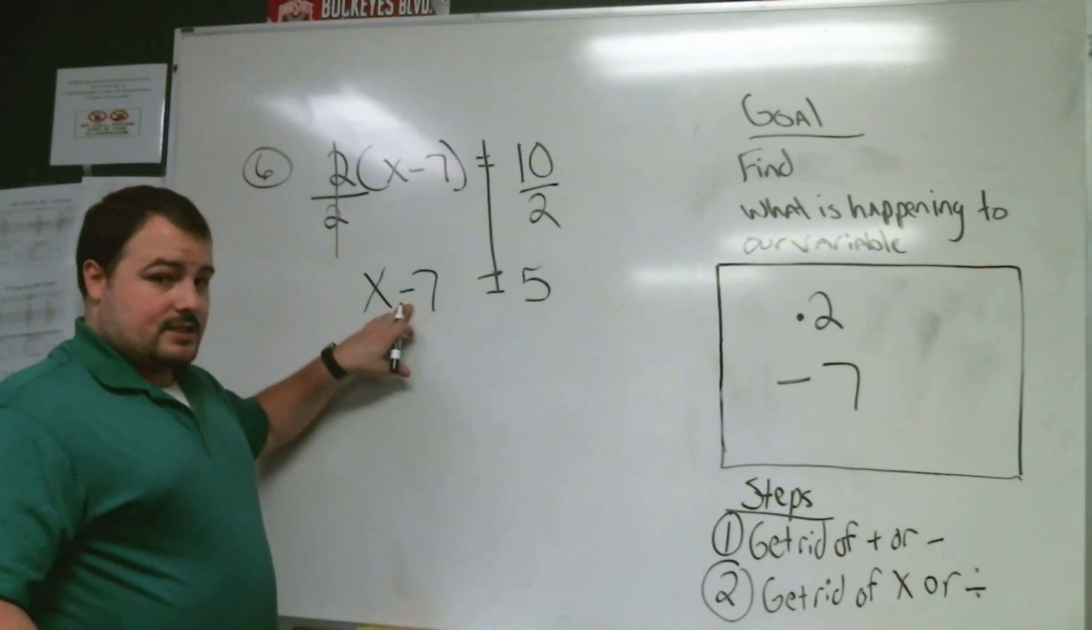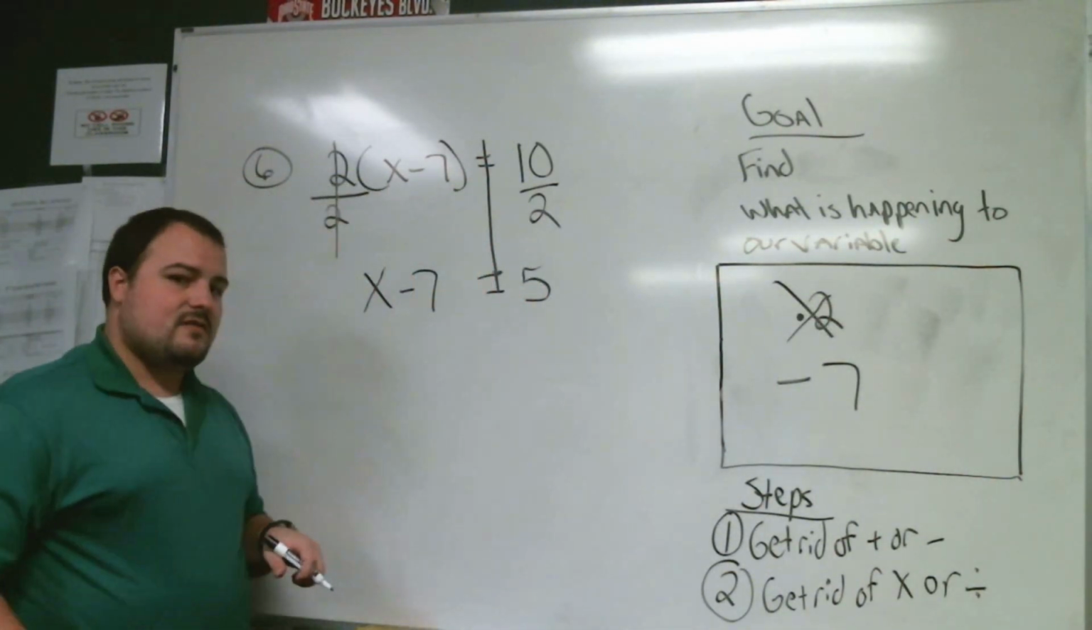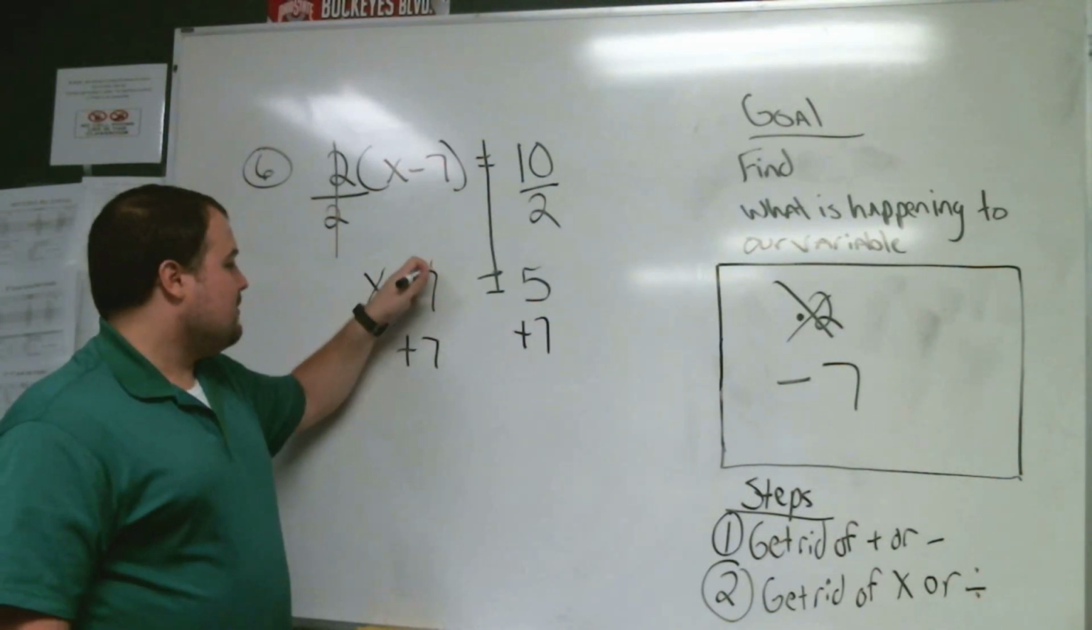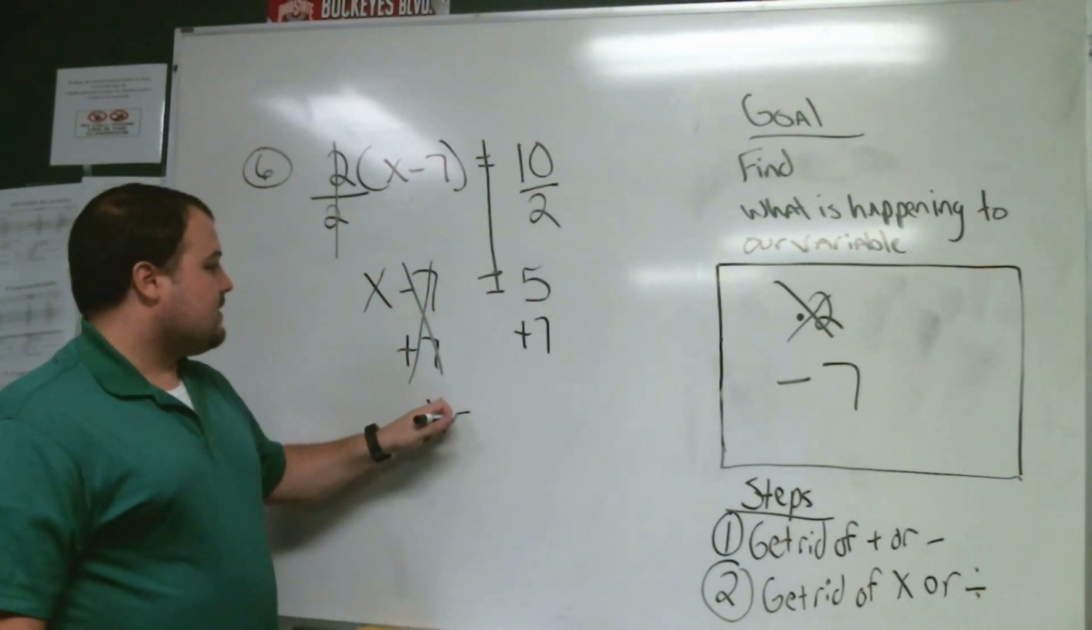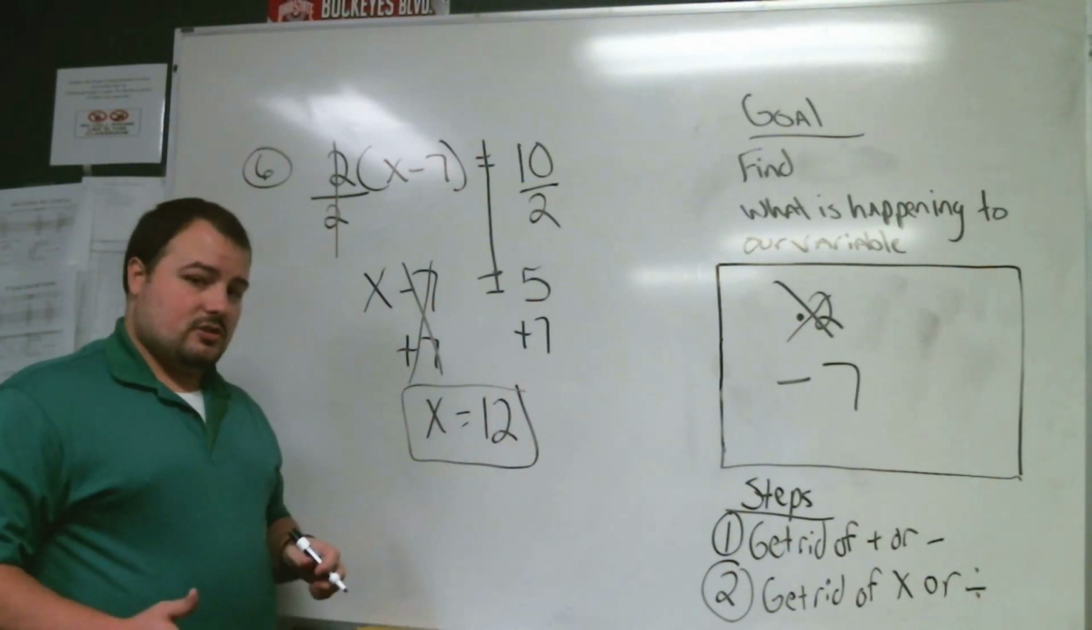We have to get rid of minus 7. So multiply by 2 is gone. We're going to get rid of minus 7 by adding 7. We add 7 to one side, add 7 to the other. This cancels out. We get x equals 5 plus 7. That's 12. That should be our solution to the problem.